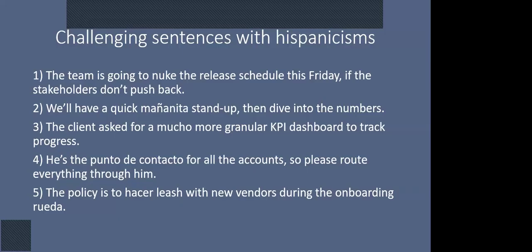Because I think in most of these sentences it's clear what they're referring to, but there are others where the meaning is outlandish. We don't know what that is. And if it goes very technical, then we're going to be kind of lost there. You see, hacer leash with the vendors. Hacer leach. How would you translate that? The policy is to hacer leech with new vendors.